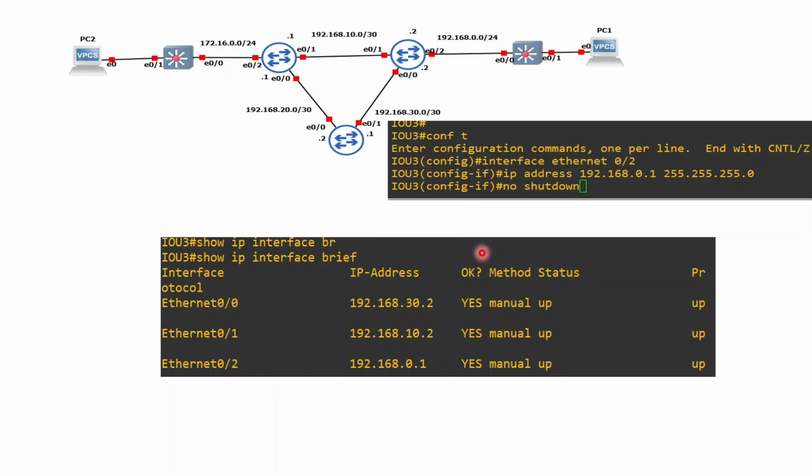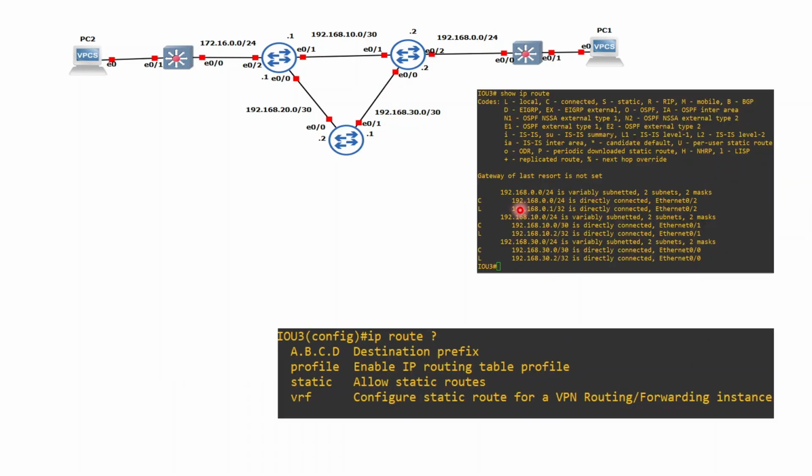Now after I have assigned the IP address to my interface, I enabled it with no shutdown, because, if you remember, router interfaces are administratively shut down by default. So you're supposed to enable them by writing the command no shutdown. Then, before I started configuring static routing, I entered this command in the privilege exec mode, which was show ip route.